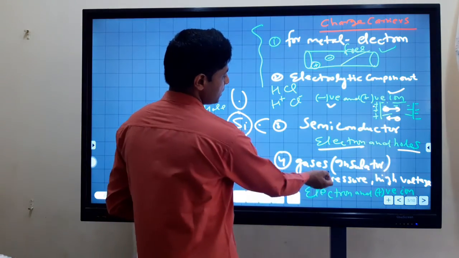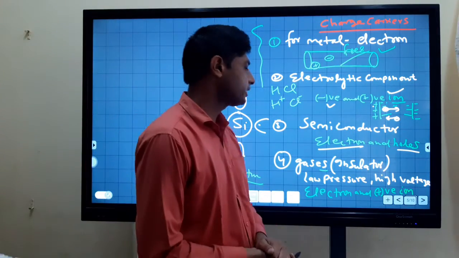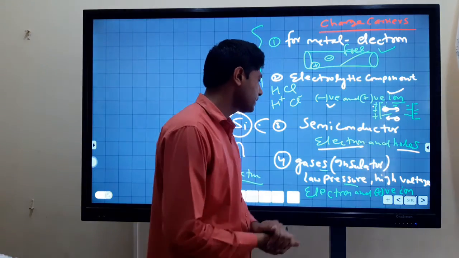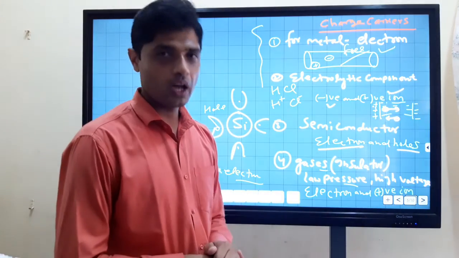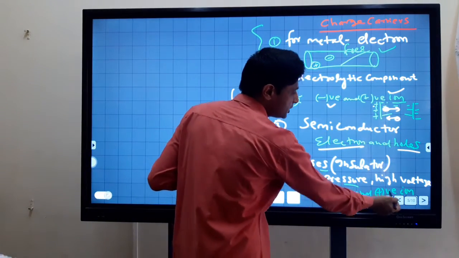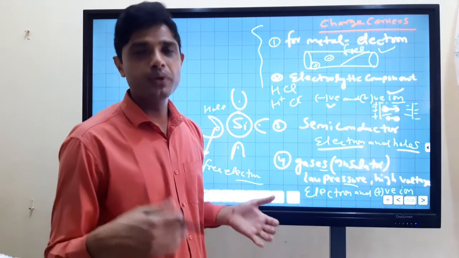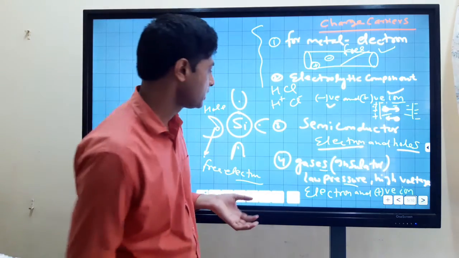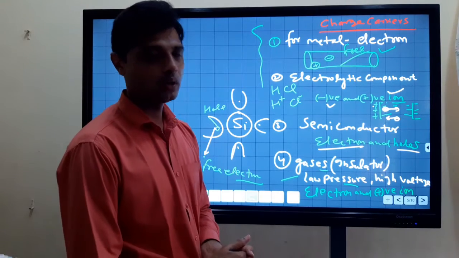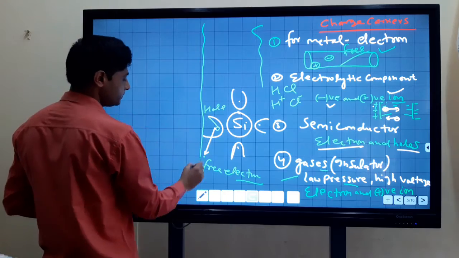Or as you know, generally at normal temperature and pressure, gas behaves like an insulator, but at low pressure and high voltage, gases can be ionized, and due to ionization, positive ions and free electrons behave as free mobile charge carriers in gases at low pressure and high voltage. Okay, so I hope you understood.